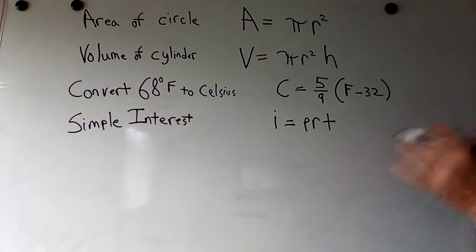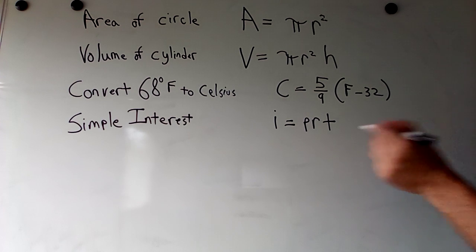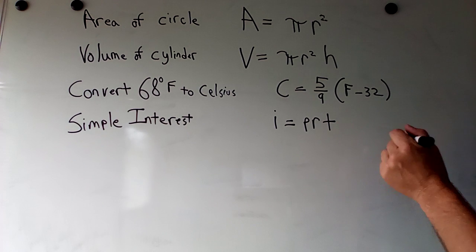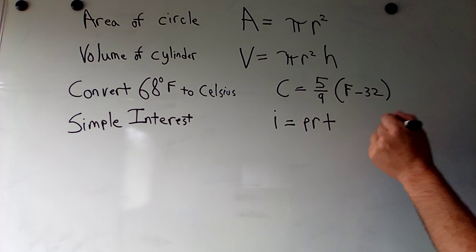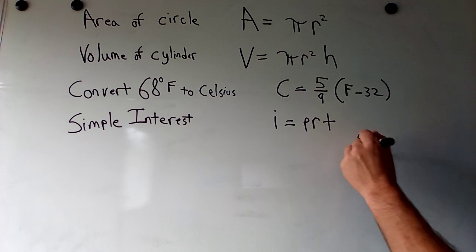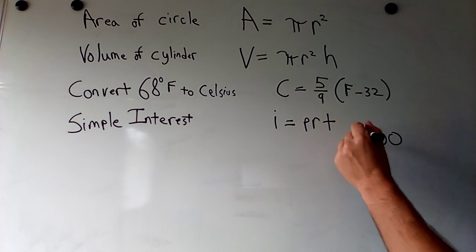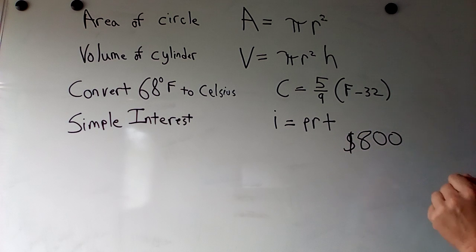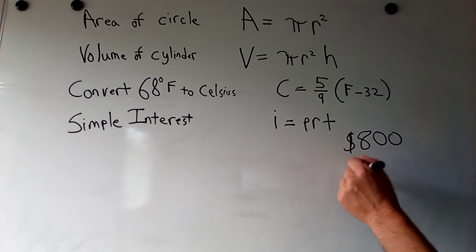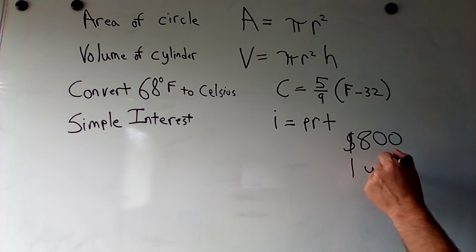Stereos are actually going out these days because of all the new technology and stuff. So anyway, let's say a computer. You need to buy a computer, and let's say the computer is $800. So there's the cost of the computer. All right, and let's say that you want to divide it and pay for it over a year, over 1 year. So 1 year, that's our time.